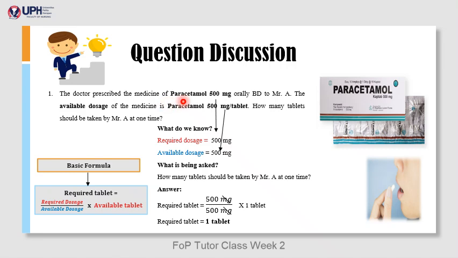So the doctor prescribed paracetamol. What we know is the required dosage is 500 milligrams. The available dose is 500 milligrams per tablet. And what's being asked is how many tablets should be taken at one time.